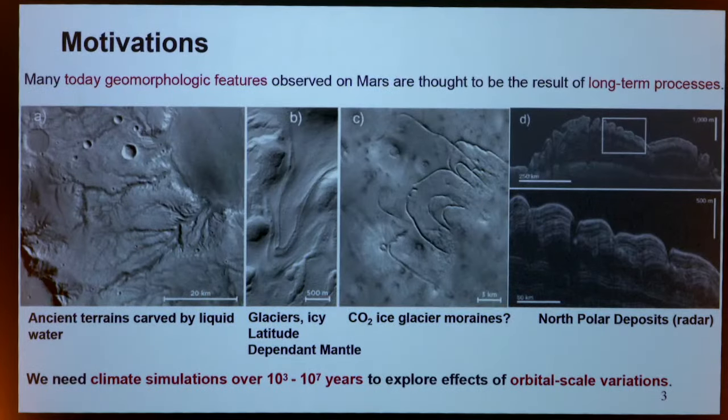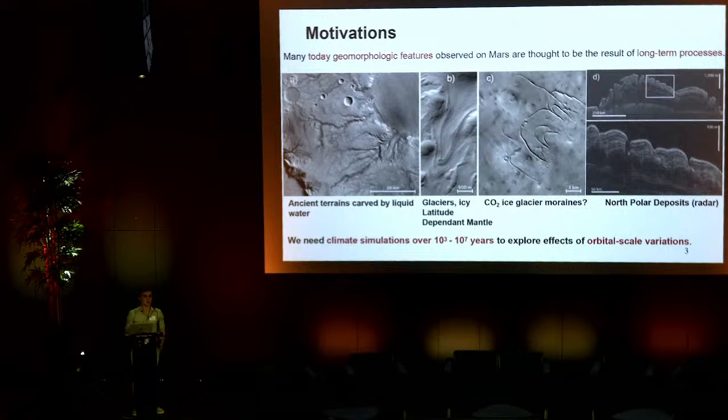On the other hand, on Mars today, we can observe many geomorphological features which we think are the results of long-term processes, like thousands or even hundreds of thousands of years. Here you can see some terrain which is thought to have been carved by liquid water on early Mars, glaciers, remnants of glaciers, and of course here the NPLD. So that's why we have a need for climate simulations over thousands of years.